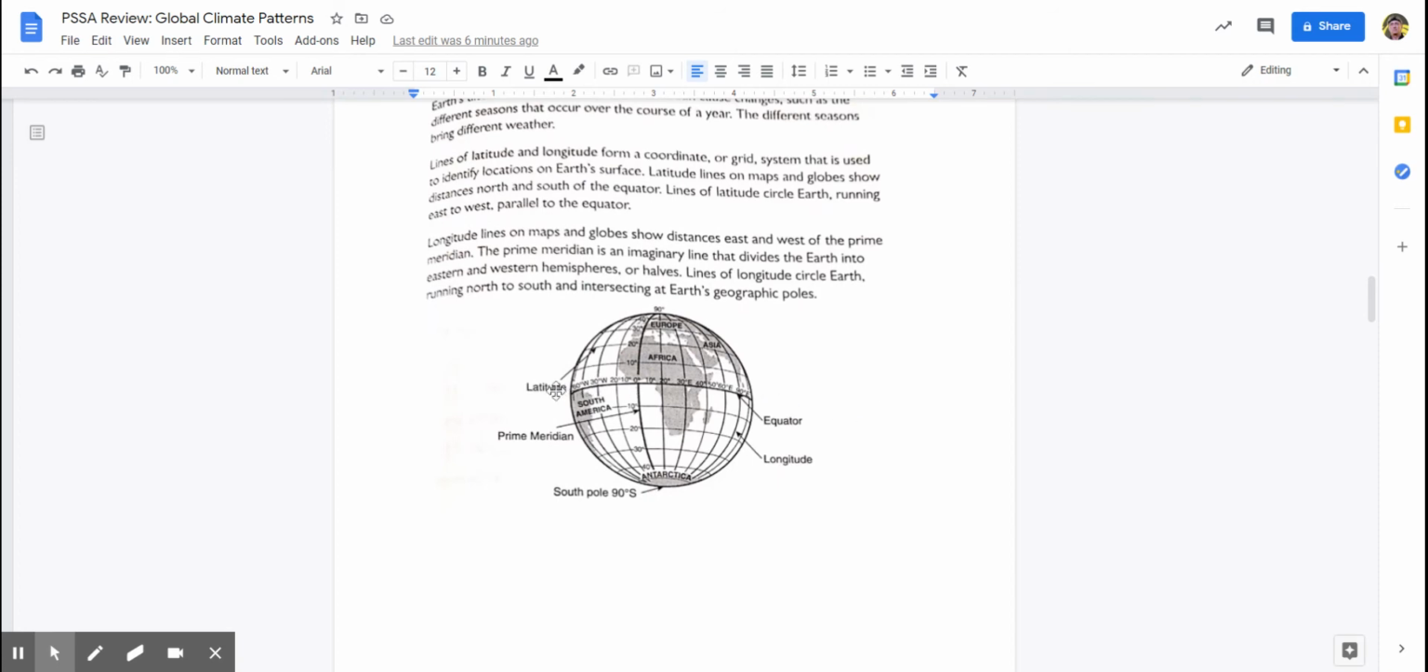Okay, so you can see the equator going here. Longitude are the long lines that go up and down. Latitude are the lines going left to right.